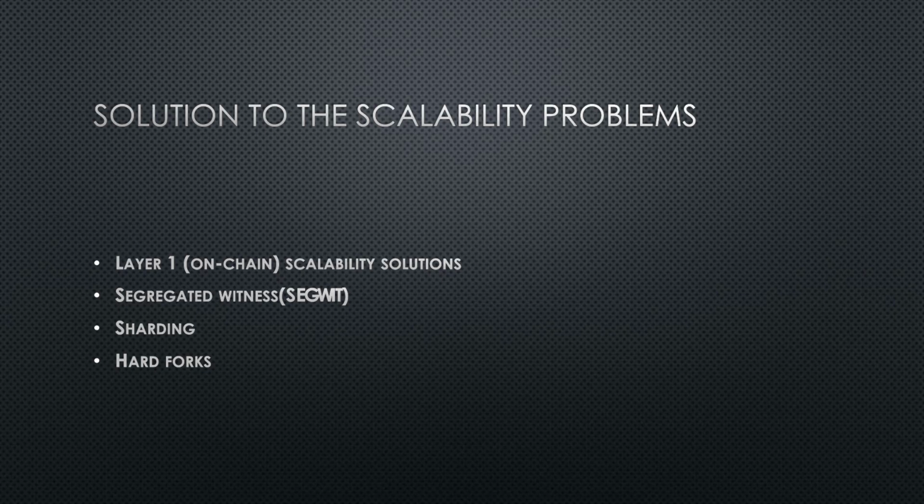Layer 1 on chain scalability solution. This is the most common blockchain scalability solution, also known as first layer or on chain scaling solution. It is used to modify the core architecture of the blockchain. Layer 1 solution aims to address scalability challenges by making optimizing changes to the underlying protocol itself to increase its transaction throughput. Segregated Witness, SegWit, sharding, and hard forking are the three prevalent layer 1 blockchain scaling options.